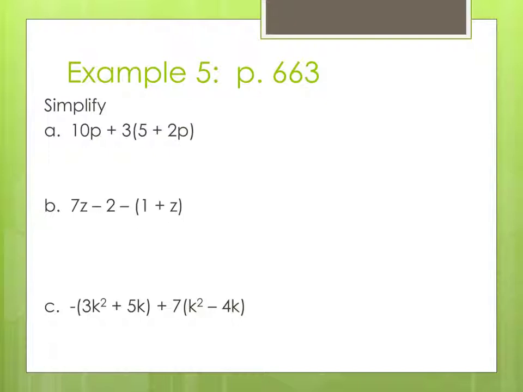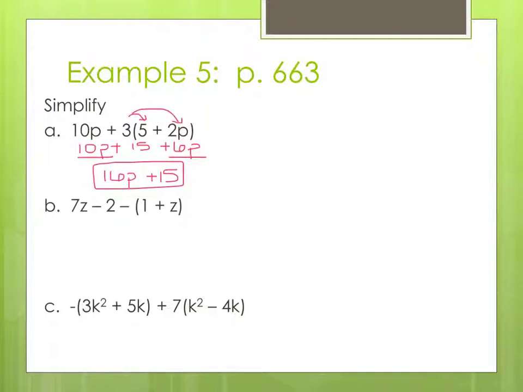Okay, example 5. We're going to simplify the following expressions. So A, I will start with the distributive property. So 3 times 5 is 15. 3 times 2p is 6p. Bring down everything else. Okay, now I can combine like terms. So I have a 10p plus 6p is 16p plus 15.